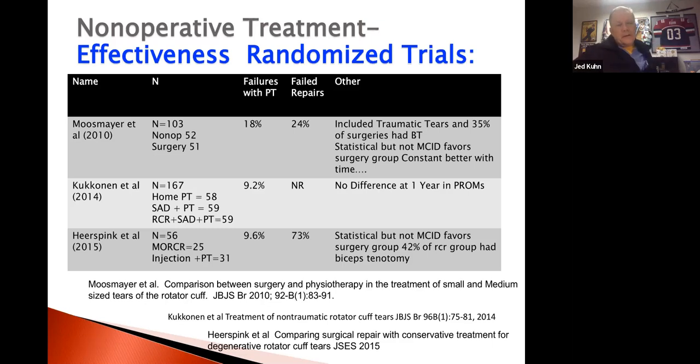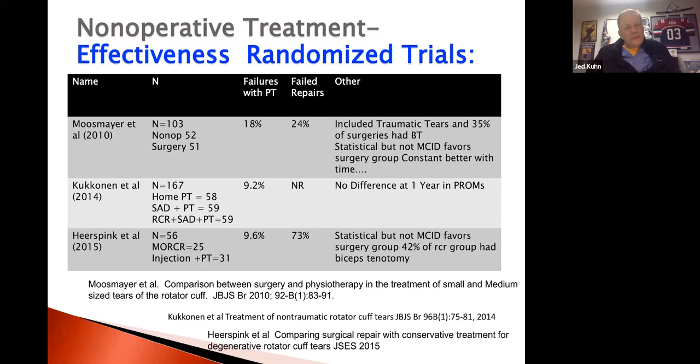So there are 3 randomized trials that looked at surgery versus non-operative treatment for cuff tears. They're all not done in the United States, interestingly enough, but the Moosmayer trial in 2010 had 103 patients, 52 were treated non-operatively, 51 had surgery. And if you look at the failures of physical therapy, 18% of the non-op group crossed over and had surgery. When they looked at their MRI imaging of their cuff repairs, 24% of their cuff repairs failed.